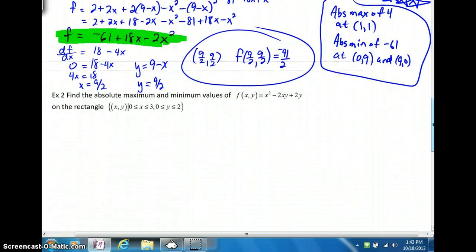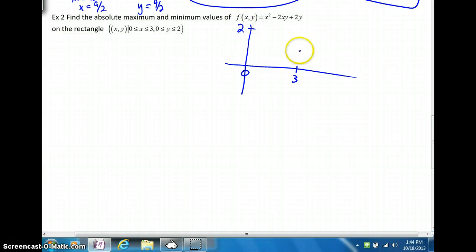Let's take a look at number 2 on the back. Just very quickly, stating the obvious, we're going to have a new kind of region, a rectangle. And you can see that they're telling us that we're going to find an absolute max or an absolute min when x is between 0 and 3, when y is between 0 and 2. So we've got this rectangle right here. Obviously, we could have segment OA, segment OB, and segment BC and segment AC as well.